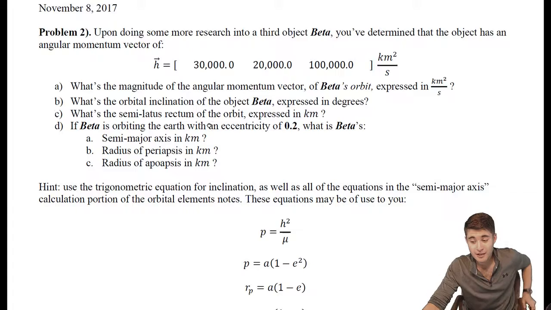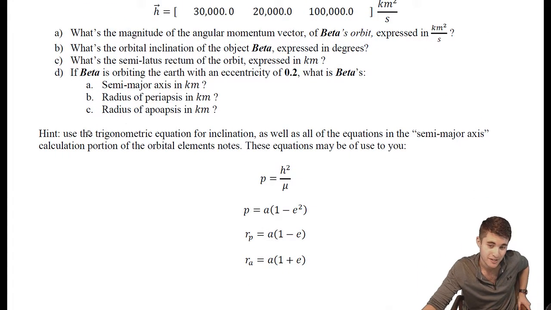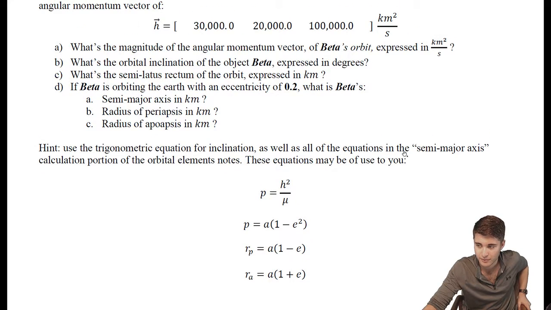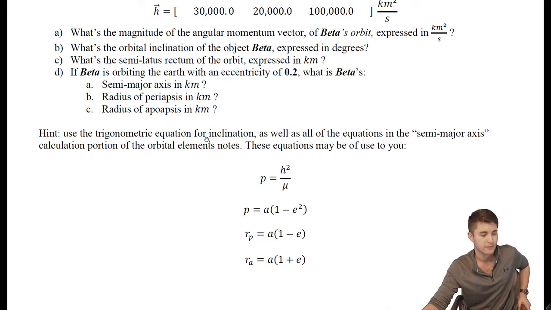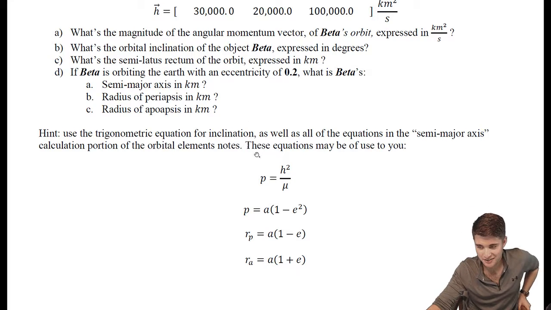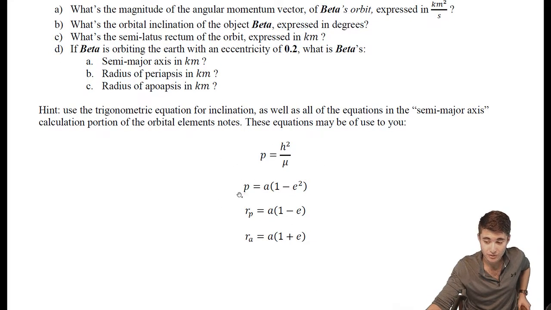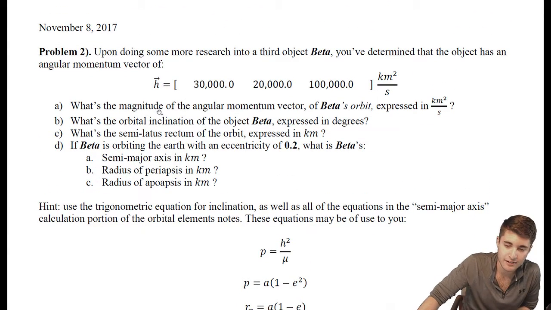Well, I'll tell you what. There's an equation for orbital inclination that I don't give you, and you're going to have to find in the notes. Use the trigonometric equation for inclination, as well as all the equations in the semi-major axis calculation portion of the orbital elements notes, okay? These are some helpful equations that you can use. But anyway, I give you that. So what's the orbital inclination?